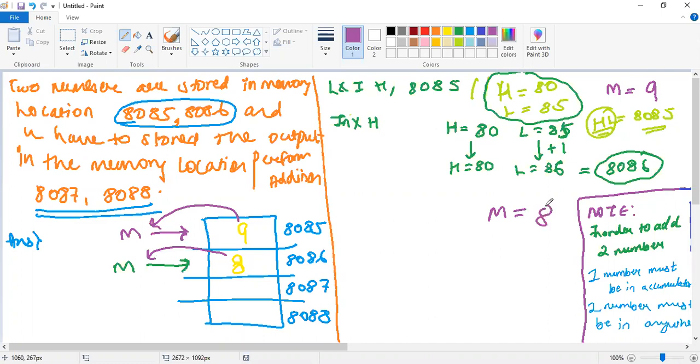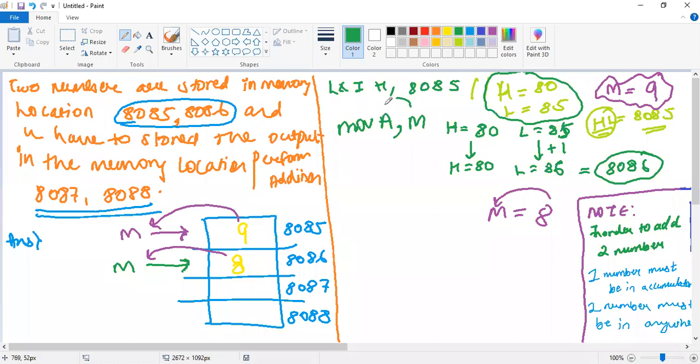See, if we notice, we have lost this content now, because this 8 will be overwritten in M only. So we have lost our content 9. So what do we have to do? Before incrementing H, we have to move this value. It is the same as a temporary variable. So before writing this statement, you have to move this content into the accumulator.